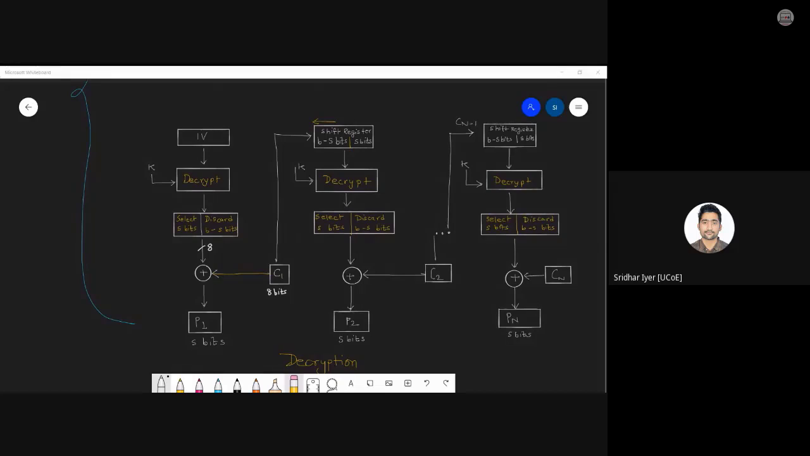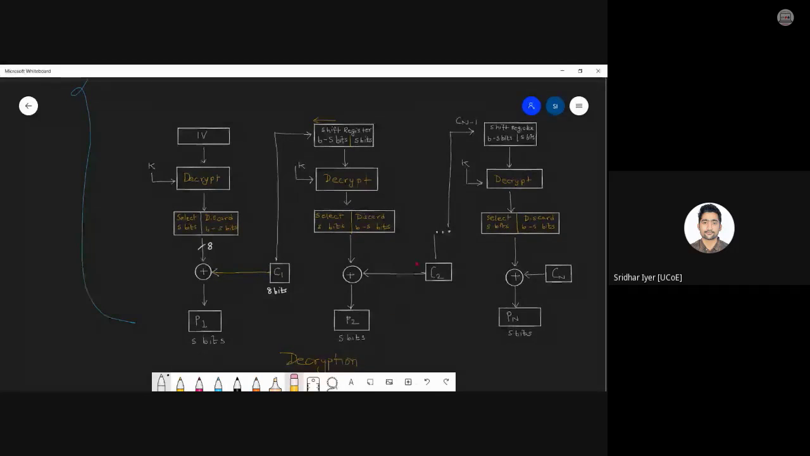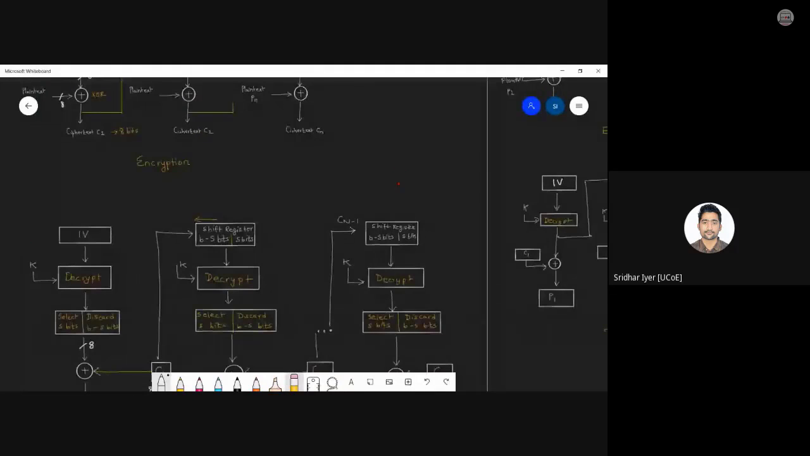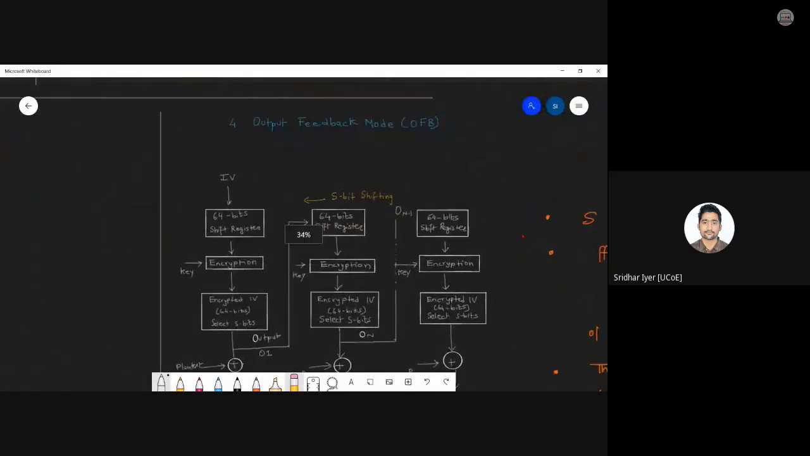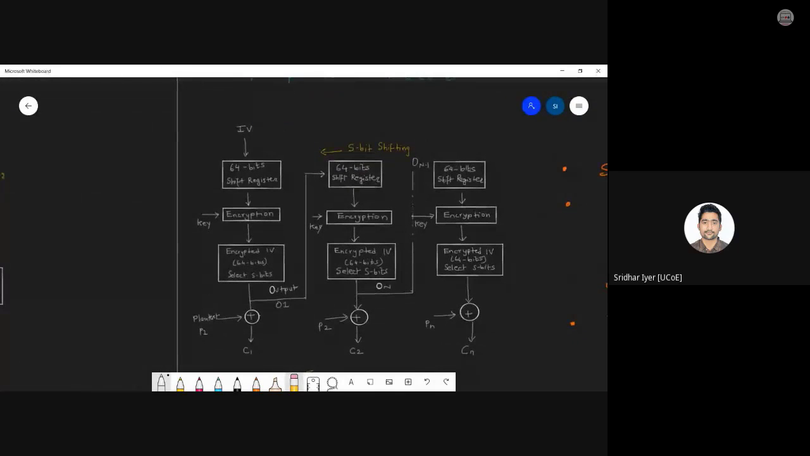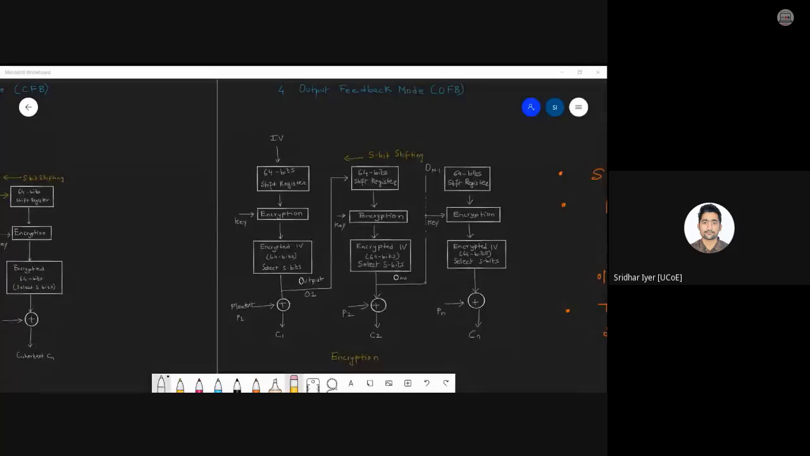Fine. So if everything is clear, can we move ahead with the fourth and fifth one? Do let me know. Yes? Okay, fine. So I have used 15 minutes, but it was very important. Otherwise, you won't understand the next few modes of operation.